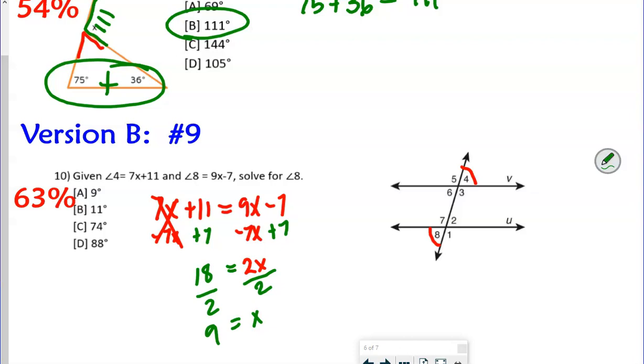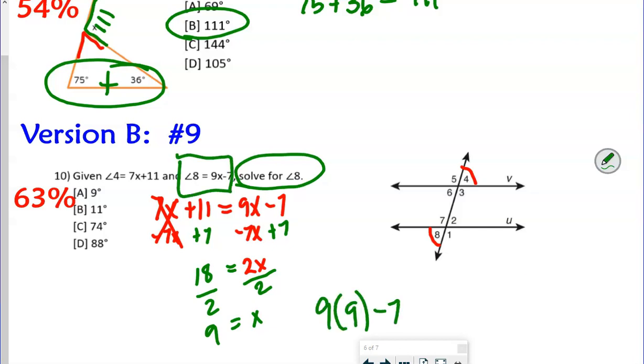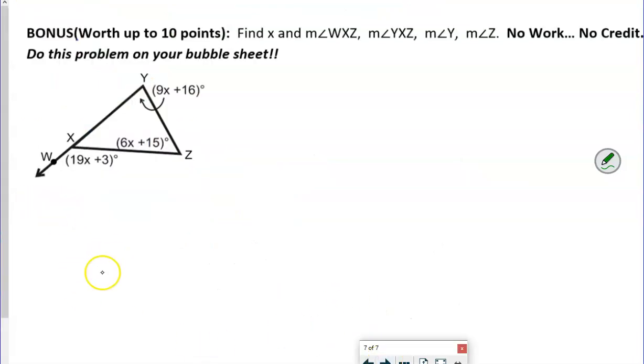Okay, so it's asking us to solve for angle 8, right? So that means we're going to plug this value back into right here, right? So we're going to do 9 times 9, that's 81, minus 7. 81 minus 7 is exactly that, 74 degrees, okay? So the answer here was C. All right, I'm going to go over the bonus, and then we'll be done. So I went a little longer than I told y'all, but it's all good.